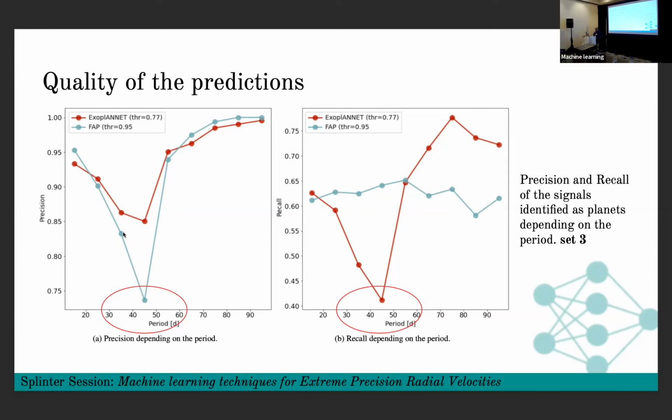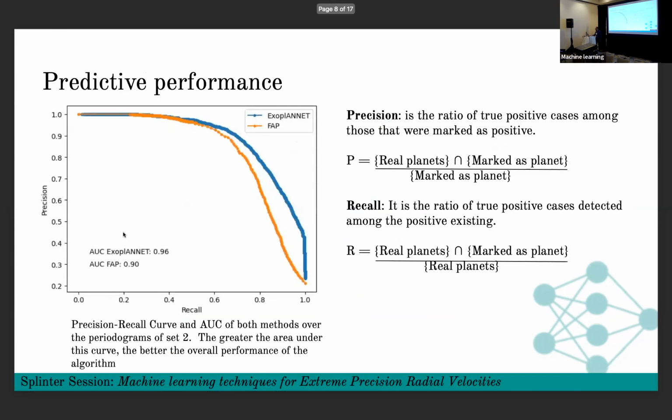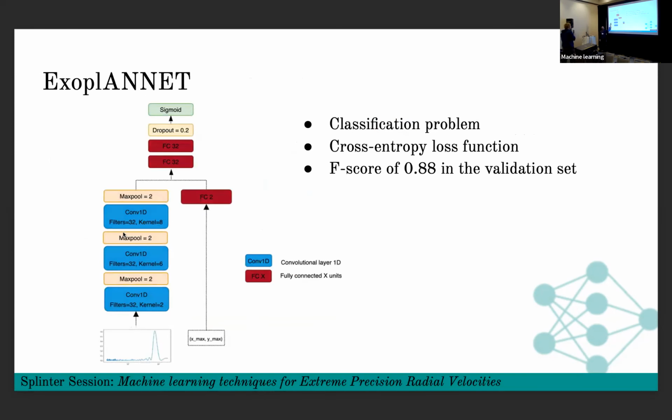So have you thought about including activity indicators and periodograms for those to help it distinguish between, okay, you got that in there as well? Yes, this is the next step.